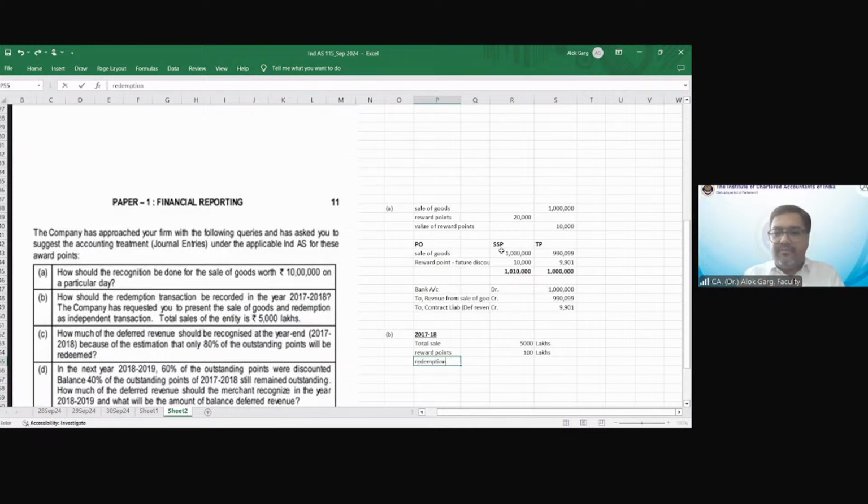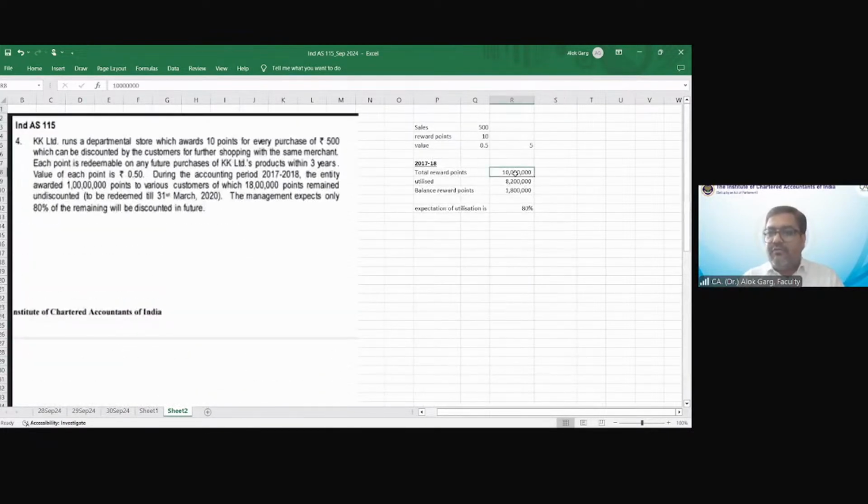Okay, how much redemption has happened out of this? What is the redemption? 82 lakhs was written in the question above, my redemption is 82 lakh units. 1 crore is the total reward points, and the balance reward points on 31st March 18 is 18 lakh. It means the remaining reward points have been utilized, expired, whatever it may be, they cannot expire. Yes, 100 lakh is the points, not value. During the accounting period the entity awarded 1 crore points to various customers, 100 lakh points, not 100 lakh rupees value. Okay, correct.